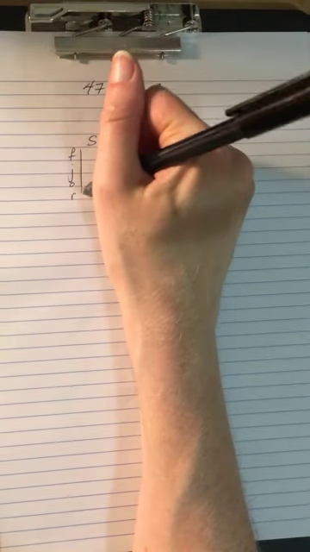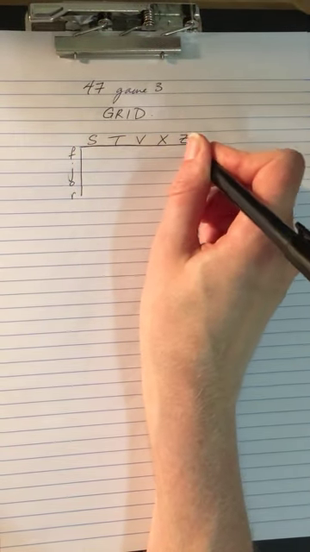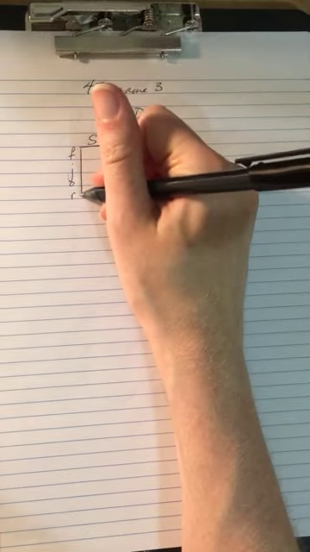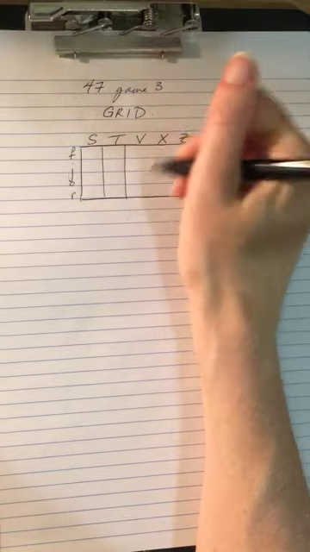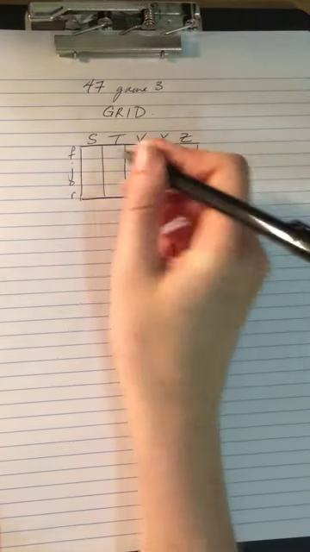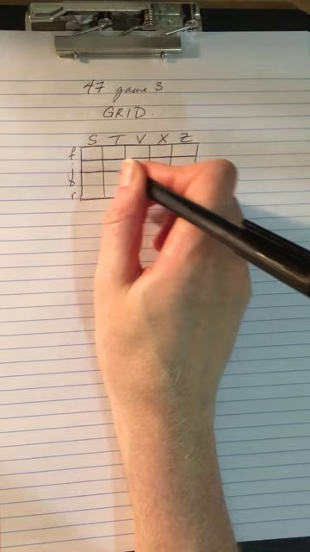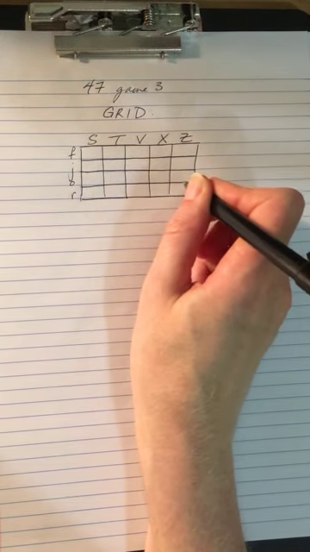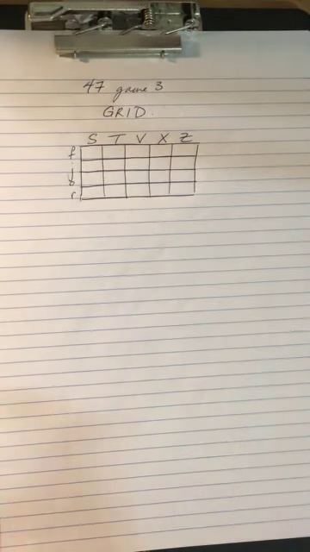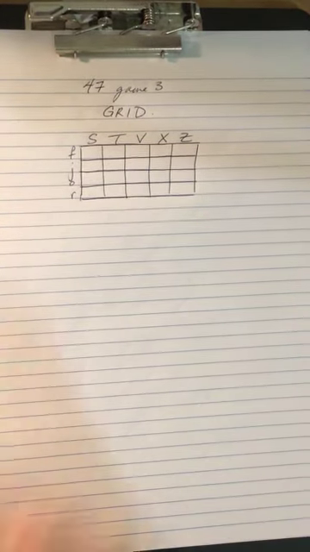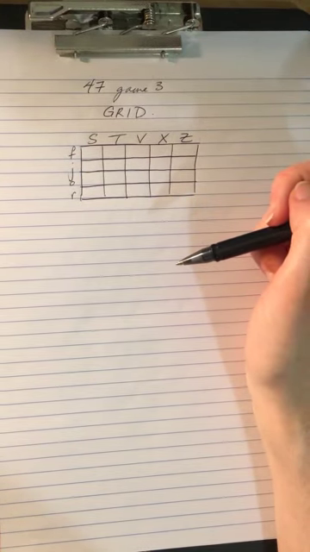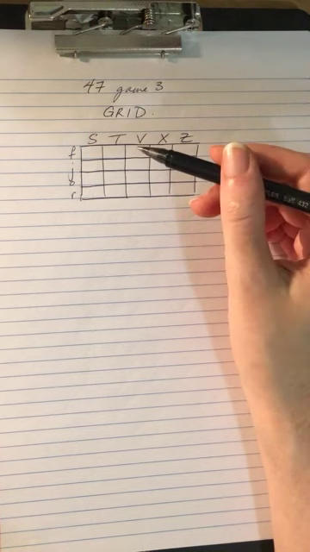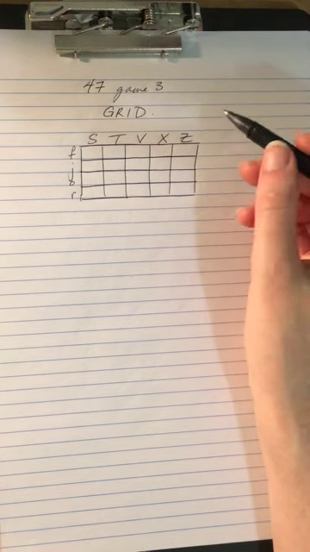Okay, so I'm going to use these sets of elements to create a 4x5 grid, or 5x4, I guess, depending on whether you say the x-axis or the y-axis first. So basically we've just got our 4x5 grid here, and we're told that each of these stores carries at least one type of music.